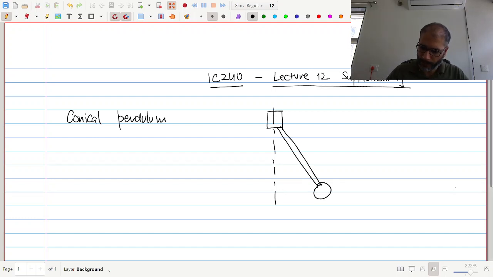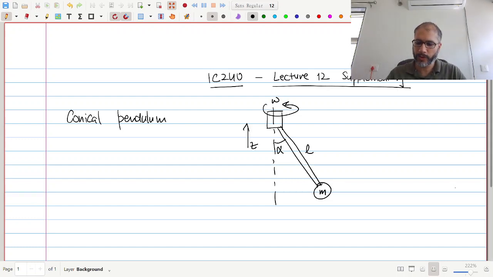So there's a bob of mass m that hangs with a rod L, which is massless, and this whole system is rotating about the z axis with an angular velocity omega. So the first part was, given omega and L, we were supposed to find the angle alpha that the rod takes for a solution.